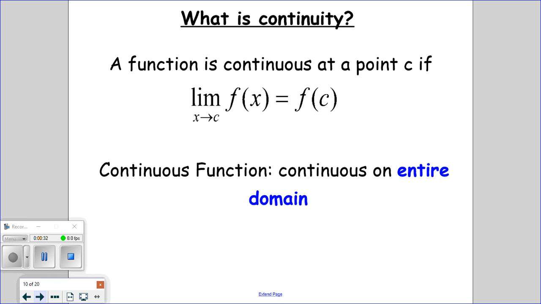As we approach it from the left and as we approach it from the right, we get the same answer, right? That would make my limit exist. And it's also saying then that the function value has to match that as well. So as long as all of those things come together, it's continuous at that point. A function is considered a continuous function if it is continuous on its entire domain. So this happens for every single point on the domain.